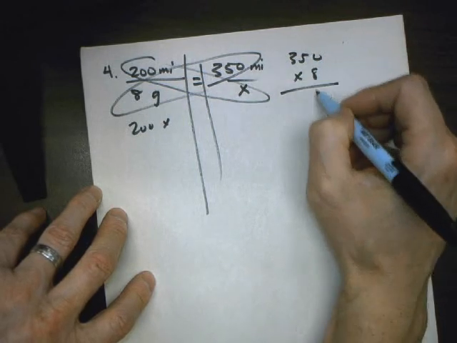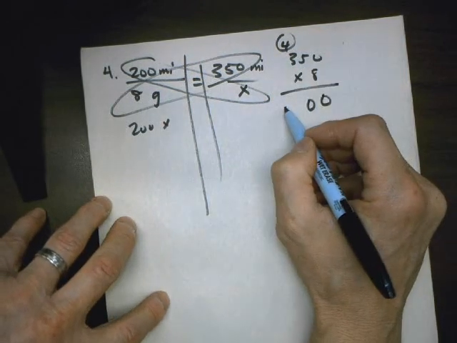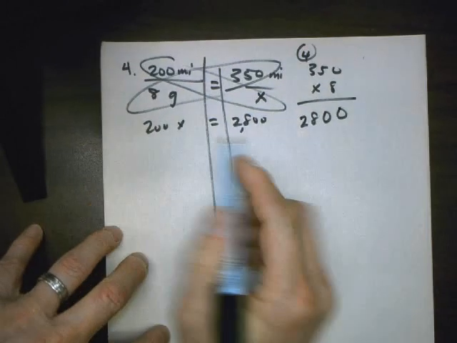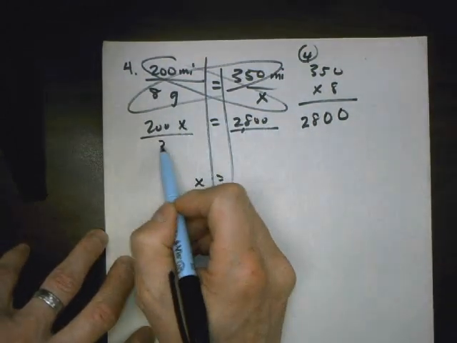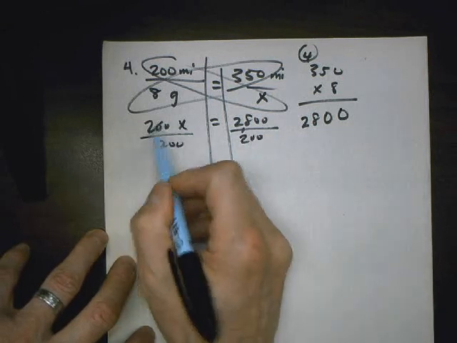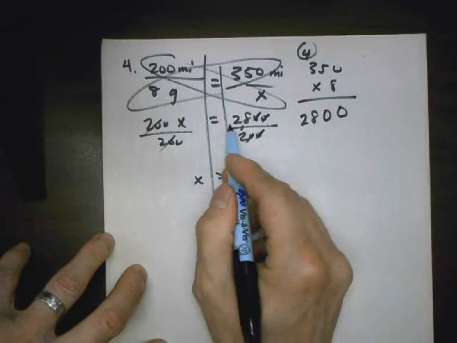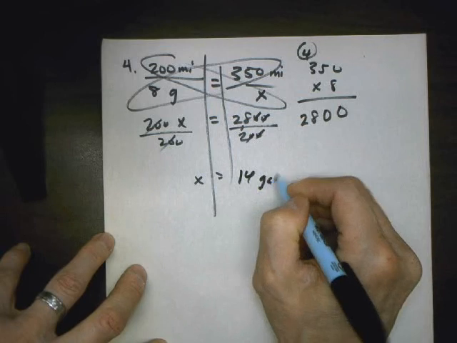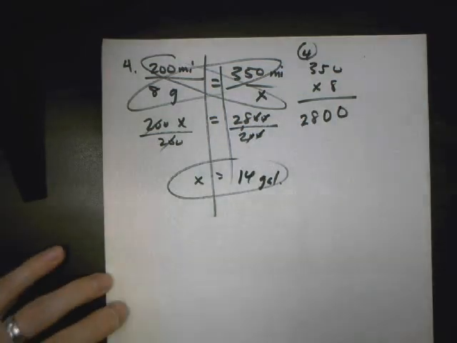0 times 8 is 0. 8 times 5 is 40. Carry my 4. 8 times 3 is 24. Plus 4 is 28. Now, isolate the variable, or get x alone, by dividing by the coefficient, dividing by the number in front. And remember that shortcut, when I'm dividing, I got zeros, I can hit those. And so 28 divided by 2, in other words, half of 28 is just 14, so it's 14 gallons. Check our answer in the back. Yep.